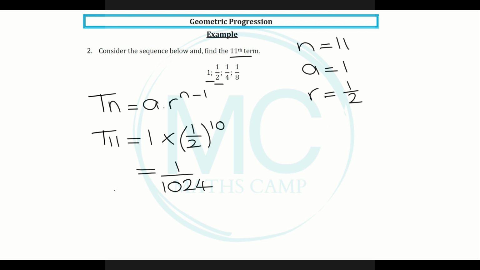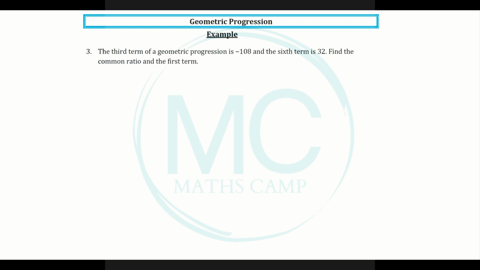Let's do one more. The third term in a progression is negative 110. The sixth term is 32. Find the common ratio and the first term. So let's see what we know. The third term is negative 108. So we could say that term 3 is equal to negative 108. And the sixth term is 32.